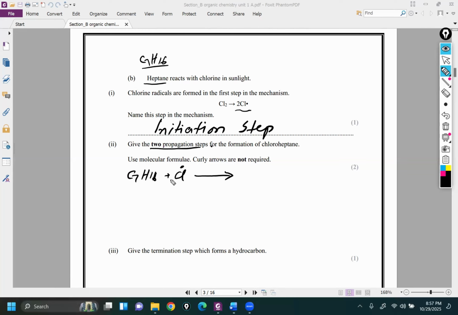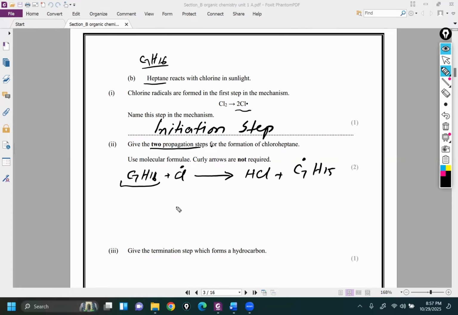This chlorine will take by force, it will snatch one hydrogen and it will give HCl. Now, what will be left behind here? So C7H15, but you will just put a dot on carbon, heptyl free radical. This is the first equation.